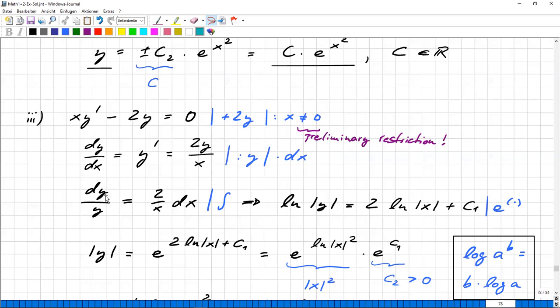So again, we get dy over y here. And here we have 2 over x dx. This is an interesting example for the following reason.